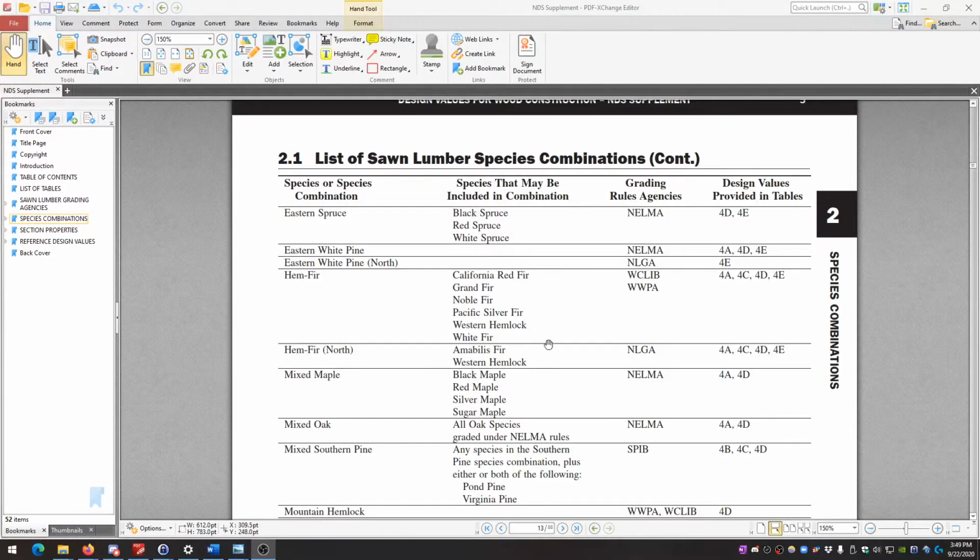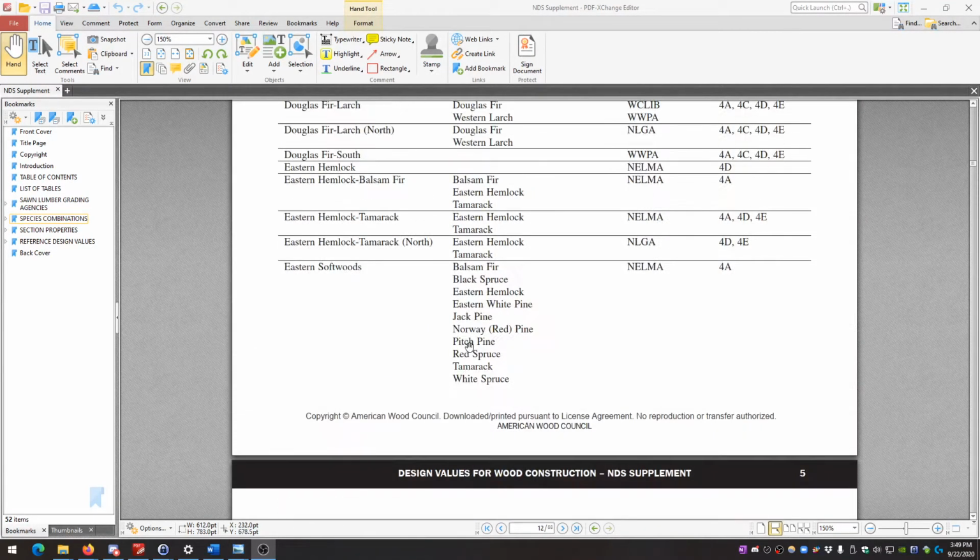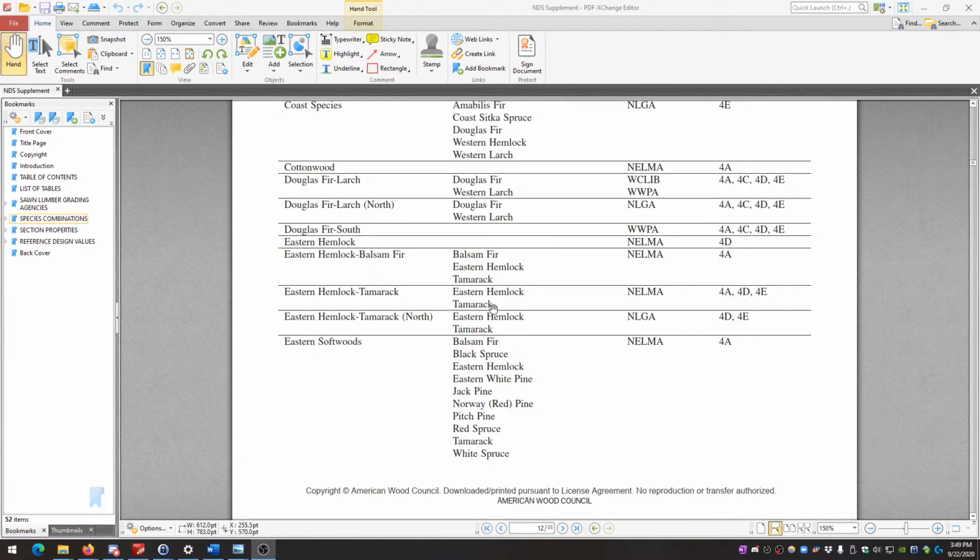Also, a few other things to note. Do note that there are many different species combinations, and again, think back about how these are used commercially.